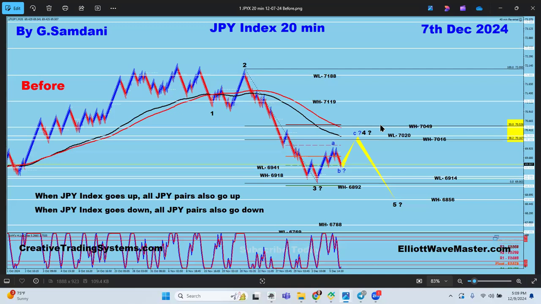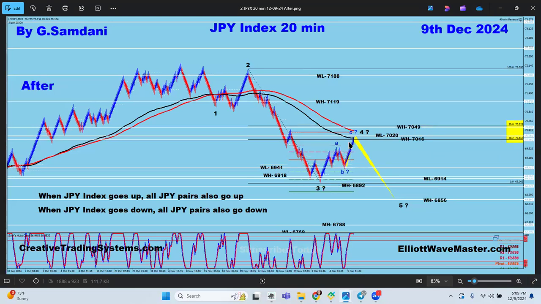And this is how we're going to go up and finishing wave 4 and then maybe dropping for wave 5 if I'm right. And going to the upside, what will happen? This will happen. When yen index goes up, all yen pairs also go up, right? So what happened to this chart? You can see it went up straight to this area, right? And wave C, wave 4 is finished. And now probably we're going to make the turn. But this is what happened today as of Monday, 5 p.m., right?